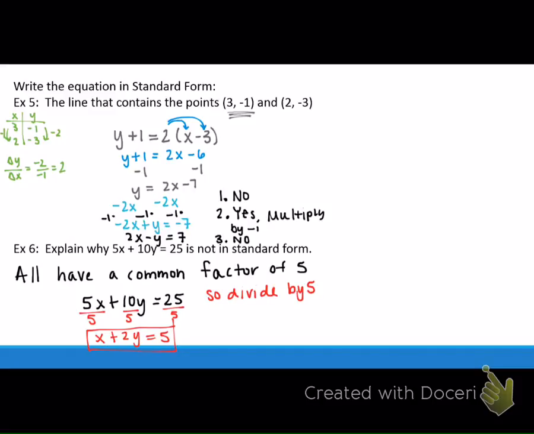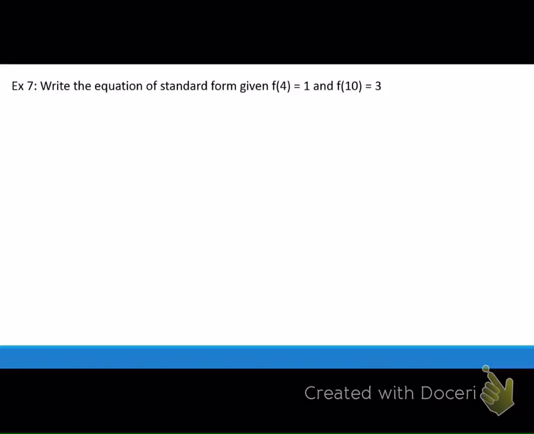All right, before we move on to the next one, what questions do you guys have for me? All right, Hannah, what does f of 4 equals 1 and f of 10 equals 3 mean? 4 is your x and 10 is your y. Good, so you have ordered pairs here. Can we just start in standard form? Do we know a way just to start in standard form? No. Could we write this in slope-intercept form, Jacqueline? Why not?